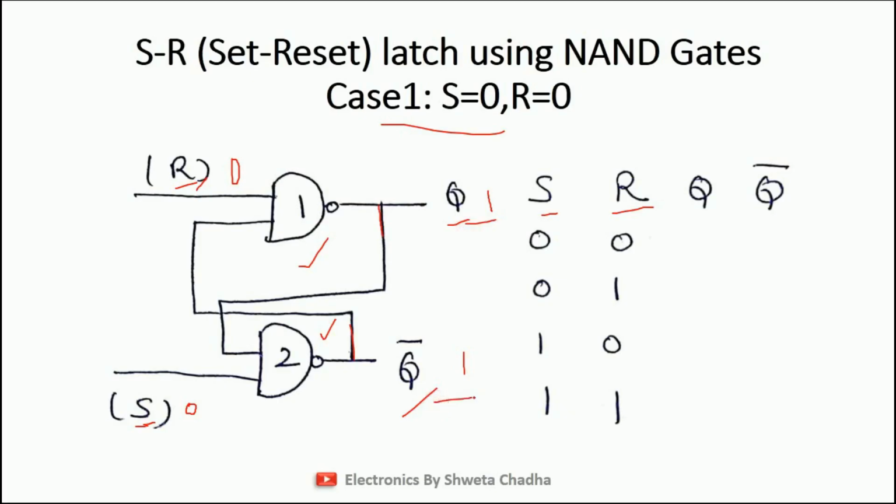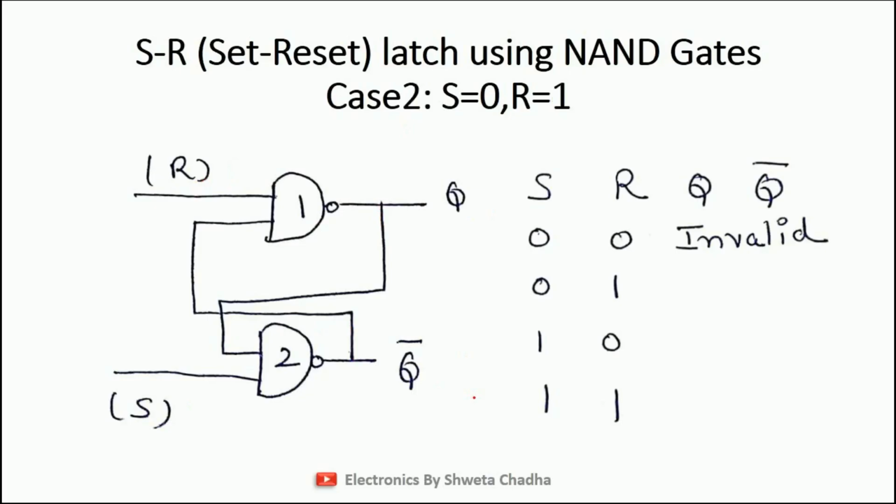But I have already informed you that Q and Q bar must be opposite to each other. We cannot have Q and Q bar to be equal to each other. Hence, this condition is known as invalid condition. Invalid means it is not practically possible to have Q and Q bar to be equal to each other. Hence, this is known as invalid condition. Case number 1, when S is 0 and R is 0.